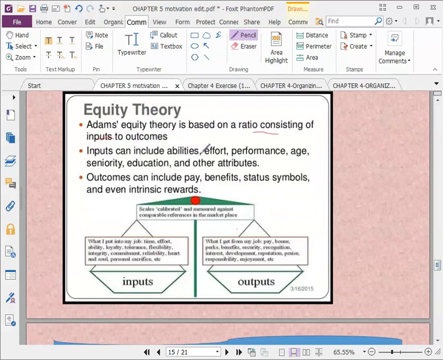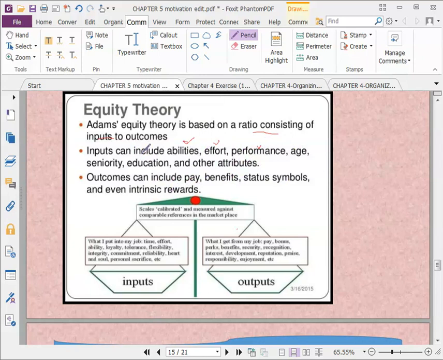Inputs can include... apa dia inputs dia? Ability, effort, performance, age, seniority, education, and other attributes. Okay, outcome can include pay, benefits, status symbols, and even intrinsic rewards.